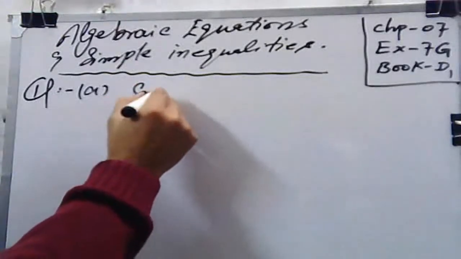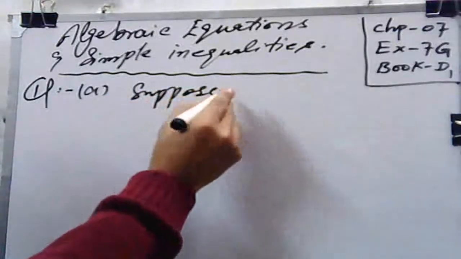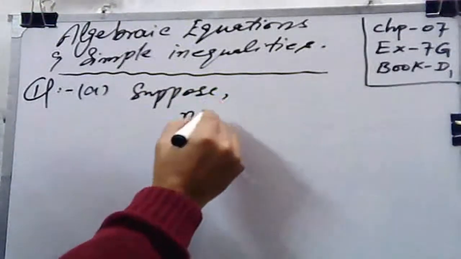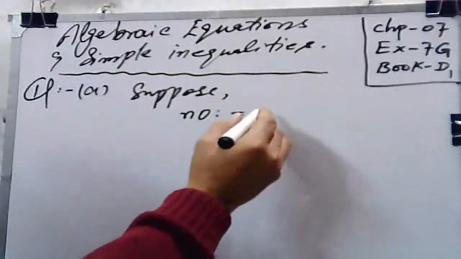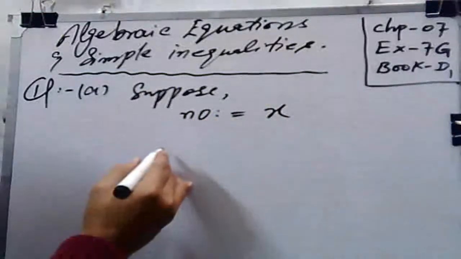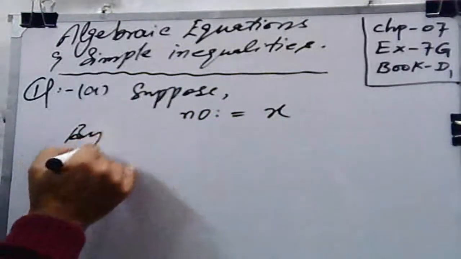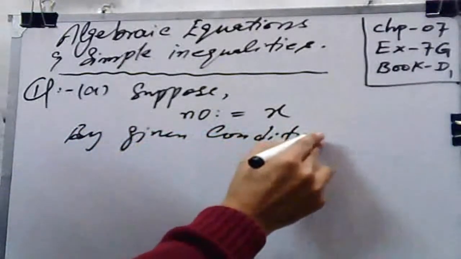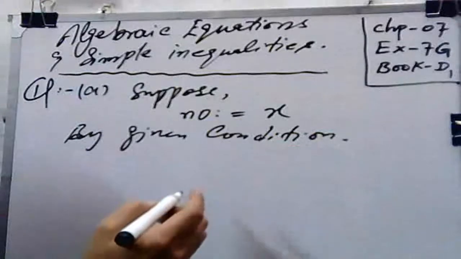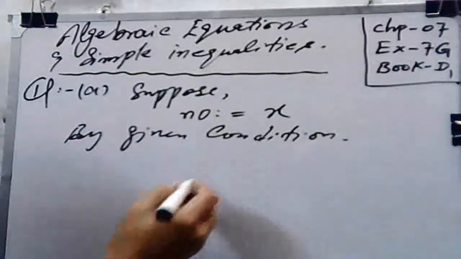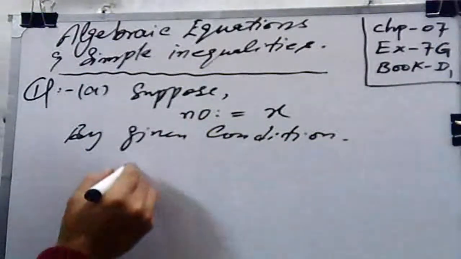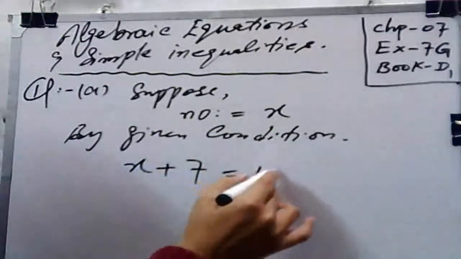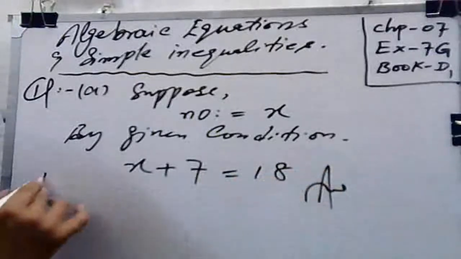Suppose the number is equal to x. So by the given condition, if you read the statement, you have to come to this conclusion: a certain number is increased by 7, so it means the number x is increased by 7 and the result is 18. So that is your required result.